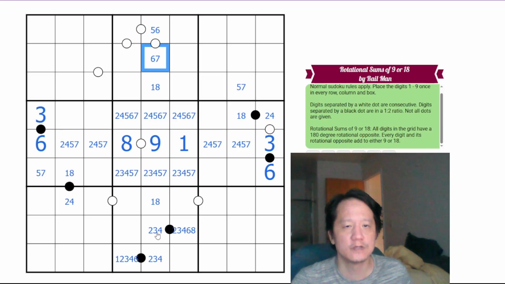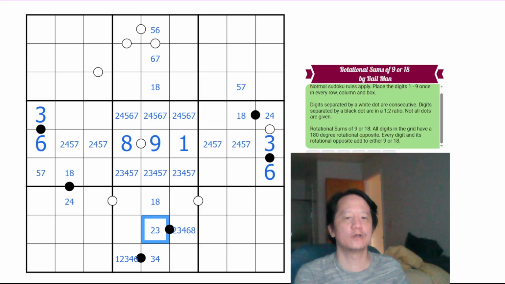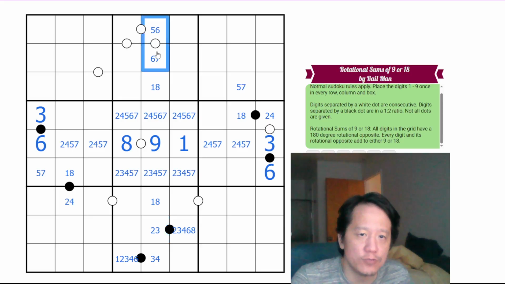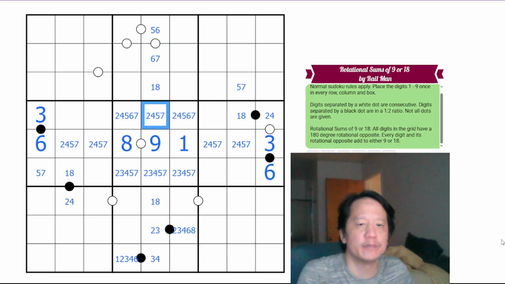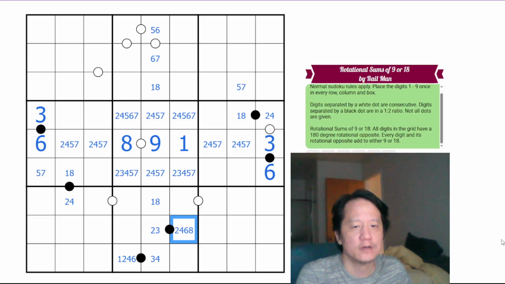7 and 6 corresponds to 2 and 3 here. 6 and 5 here corresponds to 3 and 4 here. So one of these is guaranteed to be 6, so this cannot be 6 and 3 here. Because one of these is 6, one of these is 3. That eliminates 3 from being here and here. 2 and 3 would mean this has to be 4 and 6 here. 3 and 4 means this can't be 1. This would have to be 6 and 2 here.